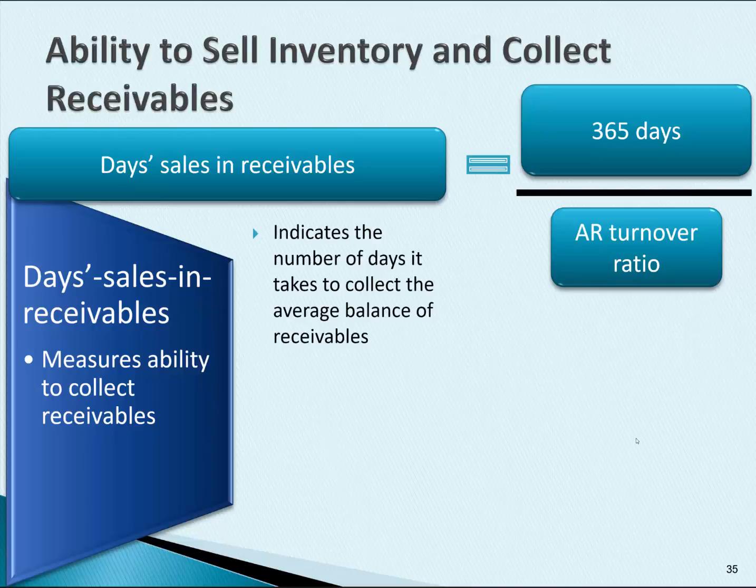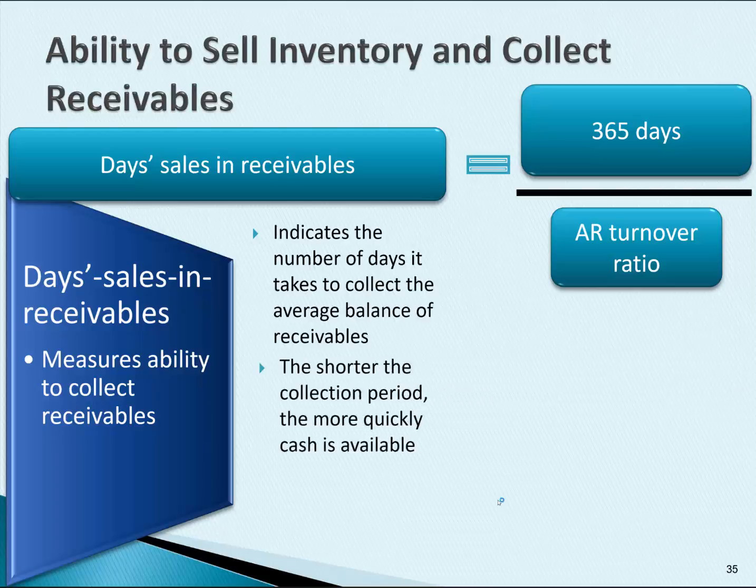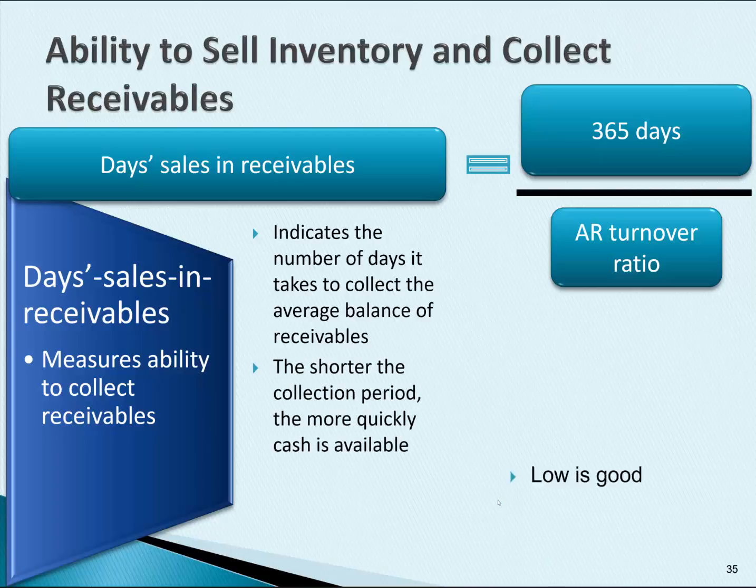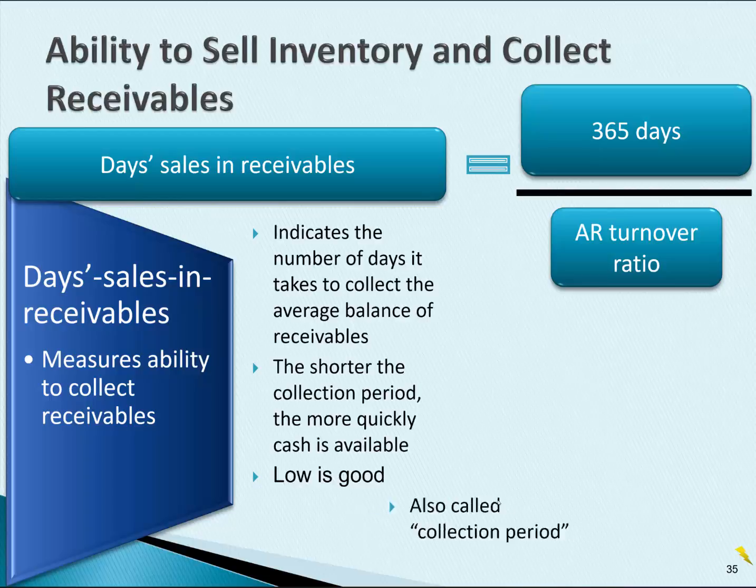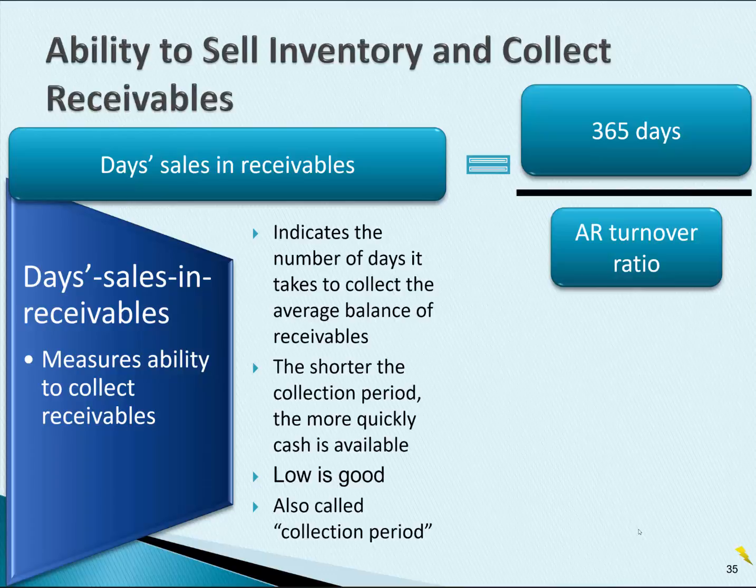So do you want a high number or a low number? Well, obviously you want to be able to collect your receivables quickly, so you want a low number, because that means your cash is available more quickly. Sometimes people also call this the collection period. So that's a lot of formulas to throw at you all at once. So make sure you have these all written down, but we'll get a lot of practice with this in the homework.